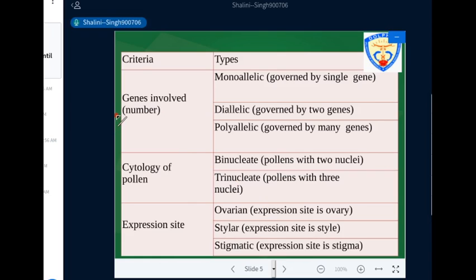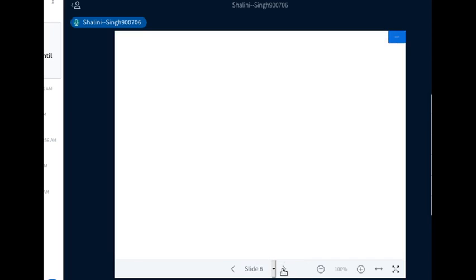Based on the genes involved, it may be monoallelic, governed by a single gene, diallelic, governed by two genes, or polyallelic, governed by many genes. Based on the cytology of pollen, it may be binucleate or trinucleate, and based on the expression site of self-incompatibility, it may be ovarian self-incompatibility, stylar self-incompatibility, or stigmatic self-incompatibility.